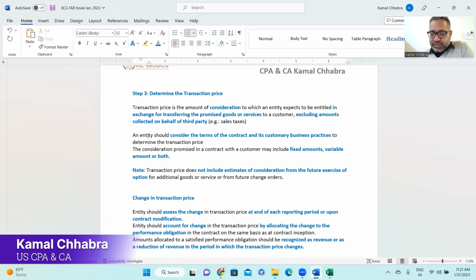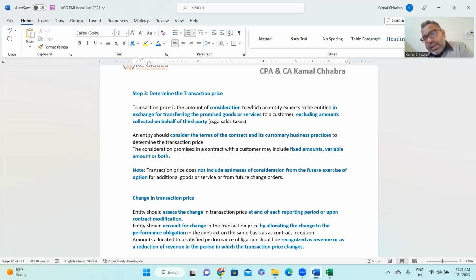What is the transaction price? It is the value, the money, the amount, the dollars, right? So the transaction price is the amount of consideration to which an entity expects to be entitled in exchange for transferring the promised goods or services to the customer, excluding, meaning minus, the amount collected on behalf of third parties.